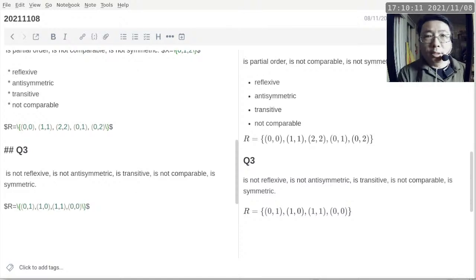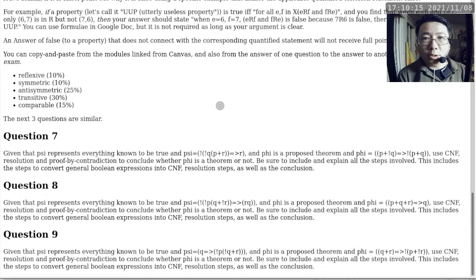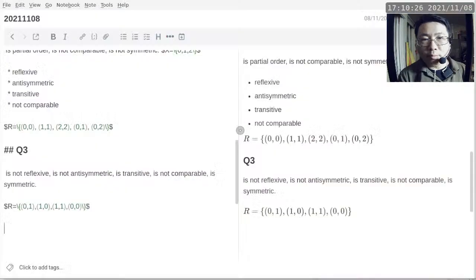All right, so I'm going to move on to a different type of question, which is one of the proof type. So I'm going to use question number 7. We have psi being this thing. So these are basically just your Boolean algebra kind of question, and this one is question number 7.